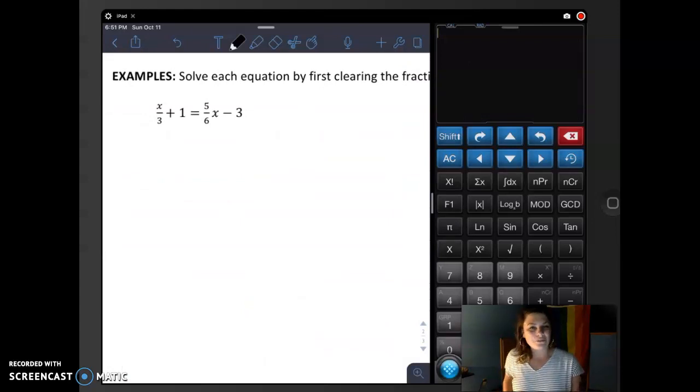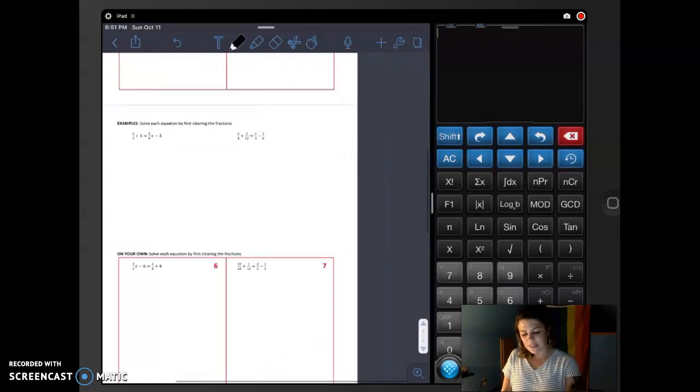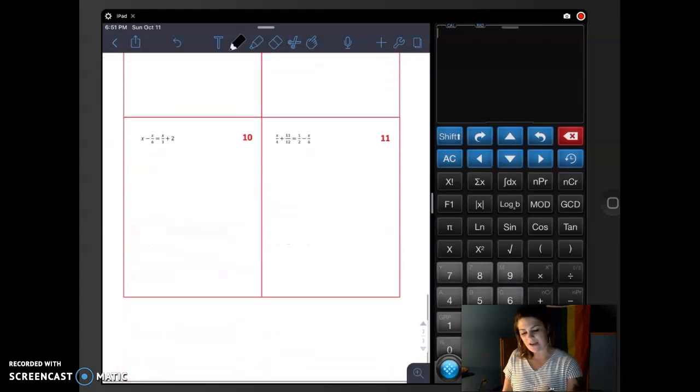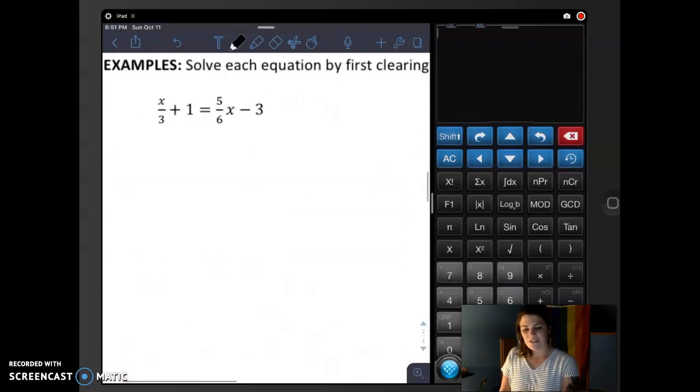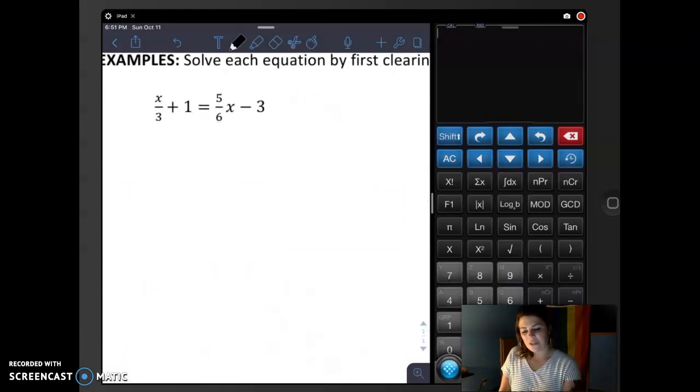Okay, so hopefully those were successful for you. We're going to do just 2 more examples and then y'all have some practice. Okay, so this equation here, notice that we have 2 different denominators, and that makes it much more complicated to try to cancel out the denominators or get rid of the fractions.